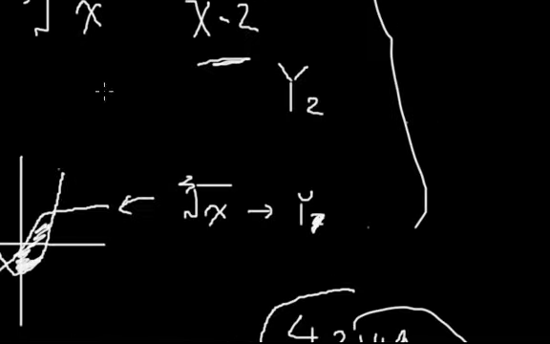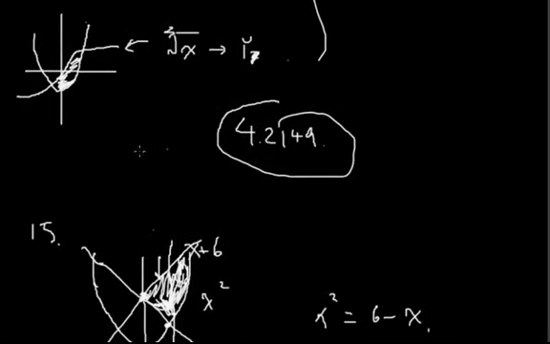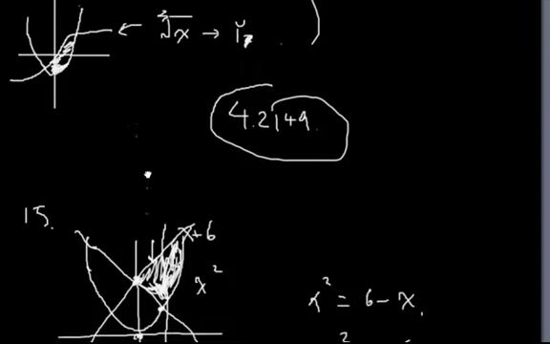Number 12. Two functions, cube root x and x squared minus 2. The graph will be something like this. This is x squared minus 2, and this is cube root x. So we know the cube root x will be the upper function. Use the same way, we will get the answer 4.2149.